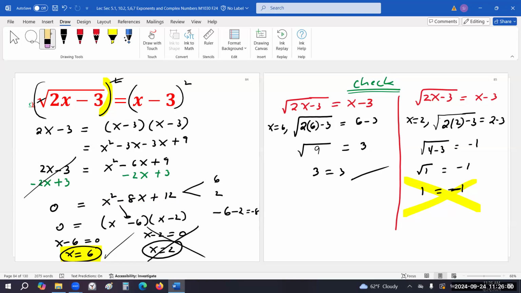See, that's why you must check, because not both of them are going to work. And sometimes none of them work. When none of them work, we say the answer is no solution. No x value works for this equation. Any questions?